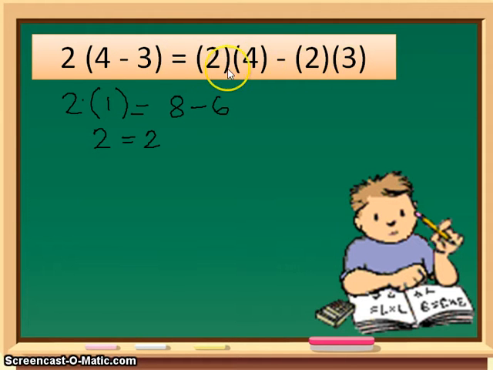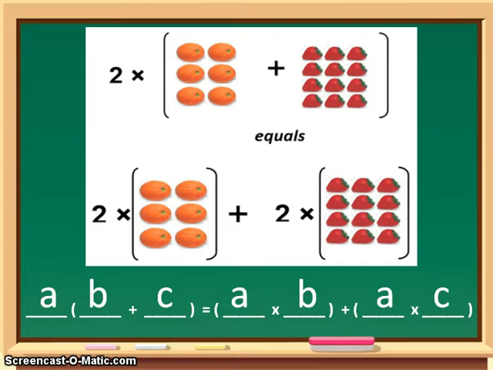So what is 2 times 4? That is 8. And 2 times 3, that is 6. So 8 minus 6, that would give us 2. So 2 is equal to 2. The value is just the same. So distributive property explains that the sum of B and C multiplied by A is equal to the product of A and B plus the product of A and C.